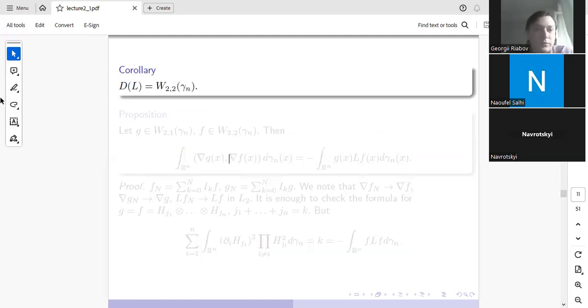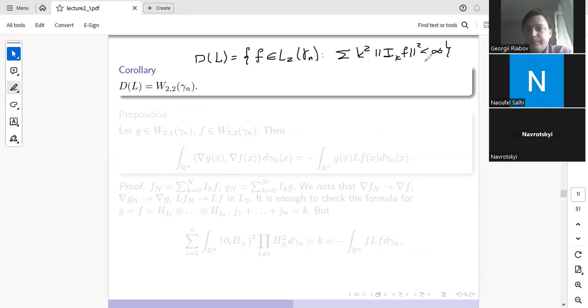Now recall that the domain of L consists of functions in L2 such that the sum over k of k squared times the squared norm of I_k f is finite. But this is exactly the condition for the function to belong to the Sobolev space W_2^2. Okay, so we get another description of the domain of the Ornstein-Uhlenbeck operator.